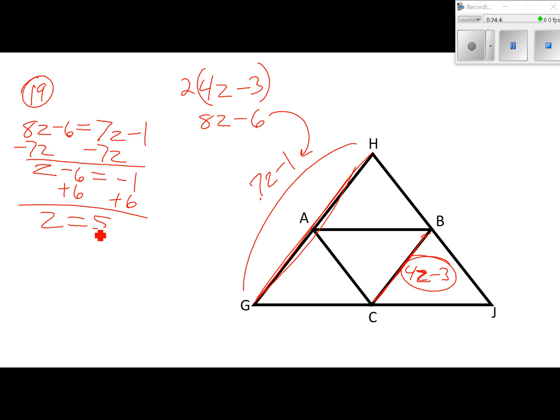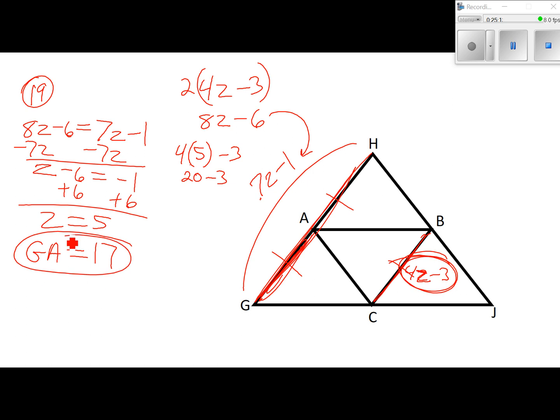On 19, they ask us to find the length of segment GA. Well, segment GA is this right here. Again, we know that this segment and this segment are all the same. So I'm going to plug into this one. So 4 times z, which was 5, minus 3. 4 times 5 is 20. 20 minus 3 is 17. So segment GA has to equal 17. Then HA would have to be 17, and BC would also be 17.